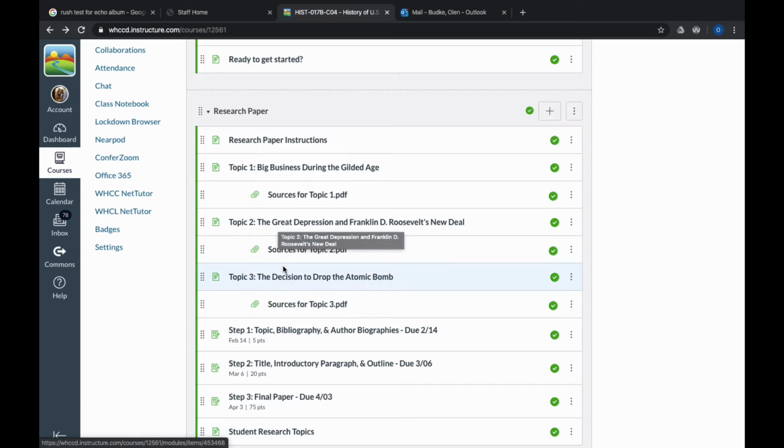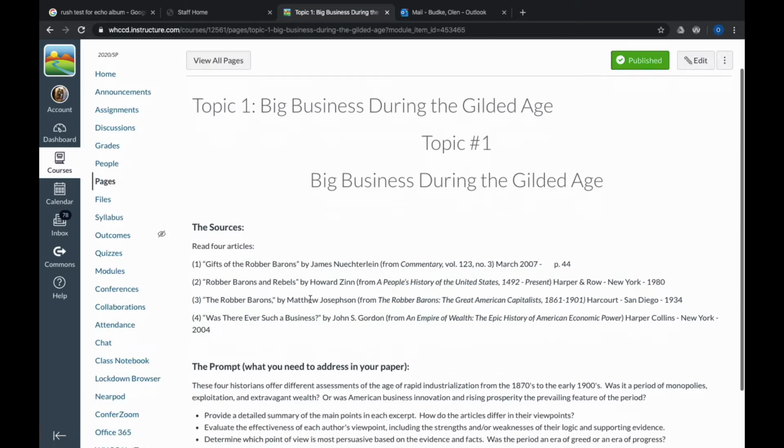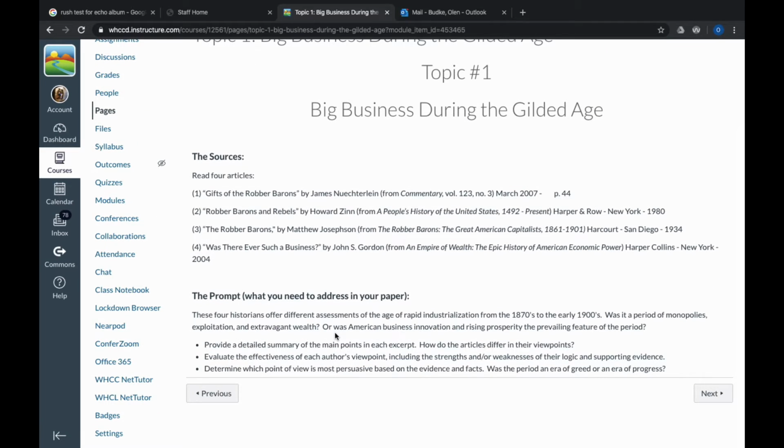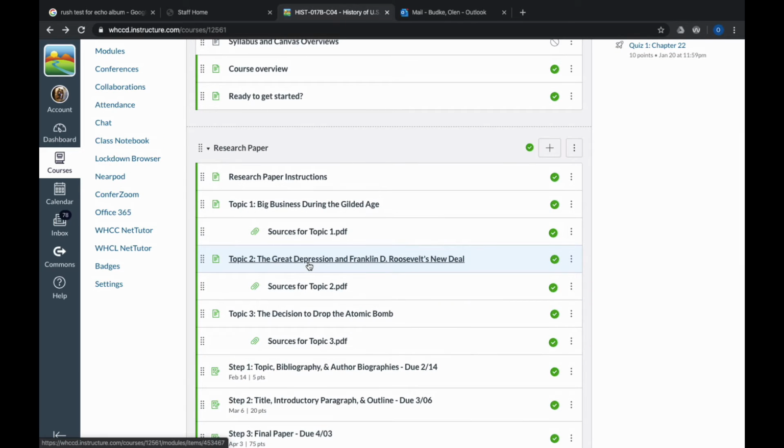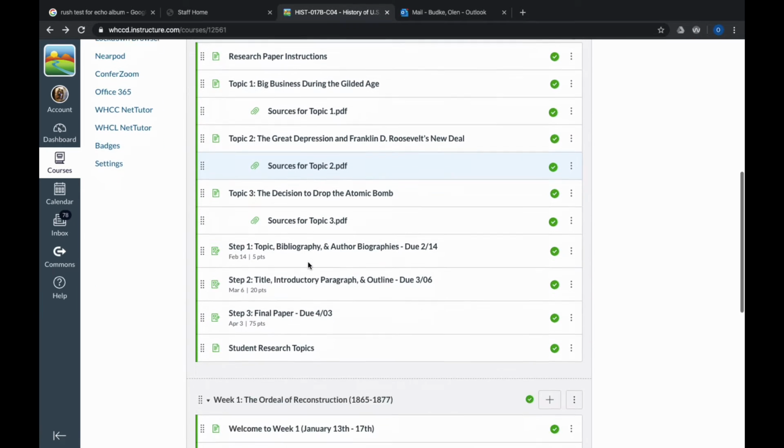But you'll have 3 topics to choose from. Each of those topics will have specific questions that you'll need to answer in your paper. You'll have the sources already provided for you. So here's the list of the 4 articles that you're going to have to read if you choose topic number 1, and you find those sources right here. So those 4 sources I just pointed to in this kind of instructions page for topic number 1 are right here, and so on and so forth for these next topics. But again, I'll go over the different steps in a little more depth when we talk about the syllabus, or when I go through the syllabus.